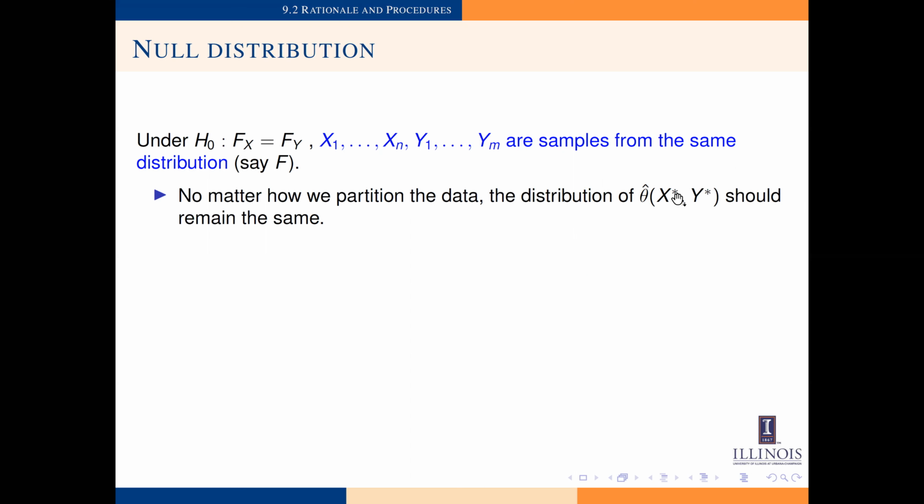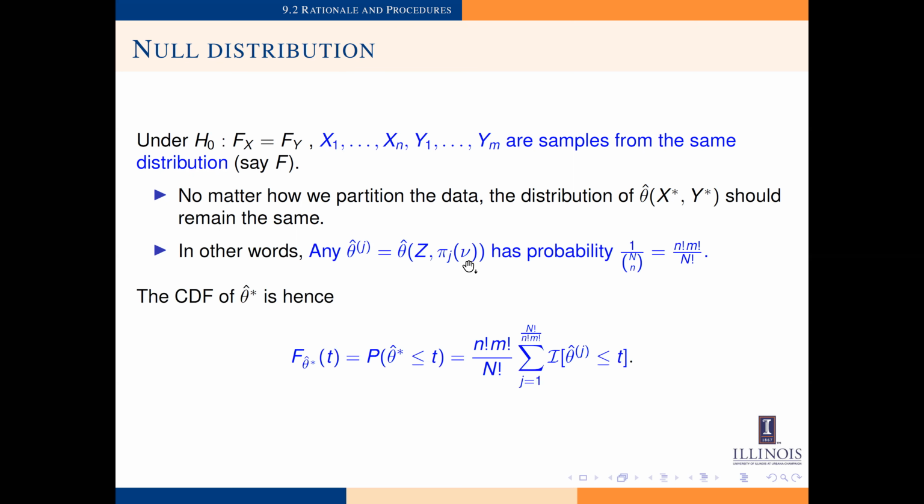This is because no matter how you partition the data, the first n elements, which you denote by X star, are going to be just a total of n samples from the distribution f. And then the remaining m elements are just samples from the distribution f as well. So no matter how you do this, the resulting distribution of theta hat should remain the same. In other words, for any j, so any possible distinct partition of Z, theta hat j, which is the theta hat function evaluated at Z and the permutation pi j applied to nu, has probability 1 over N choose n, which is equal to n factorial times m factorial divided by N factorial. So each of these possible partitions has the same probability. So it's a discrete uniform distribution.